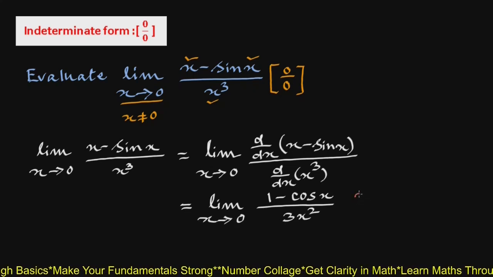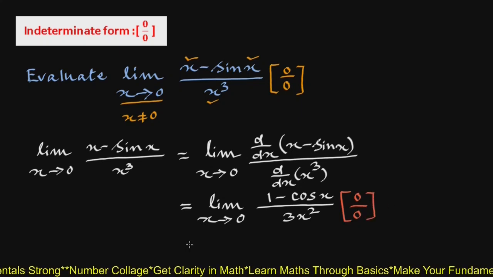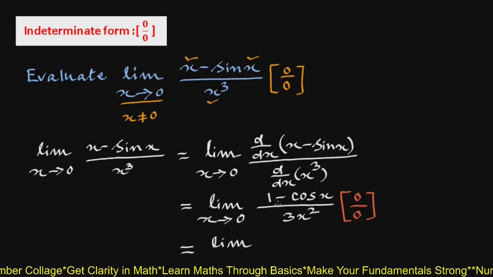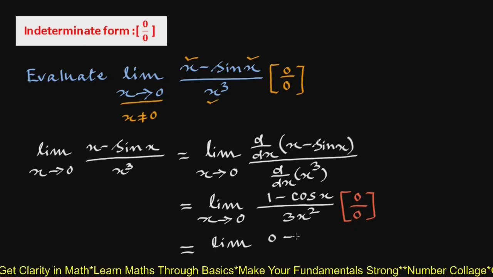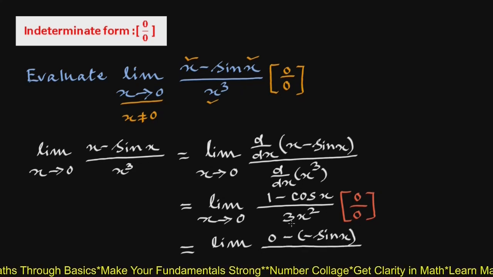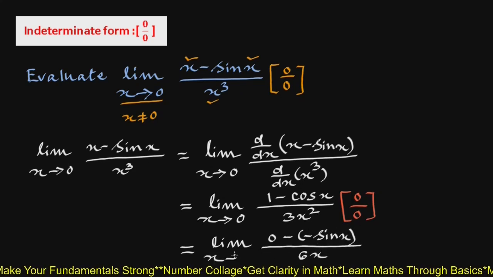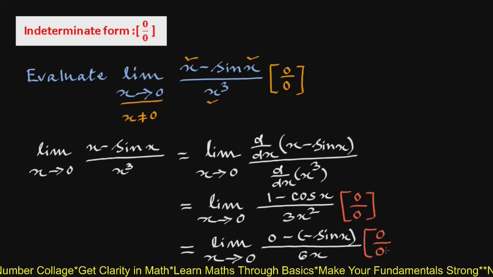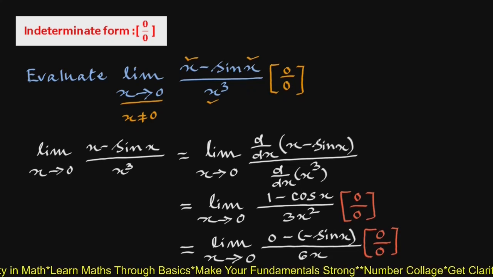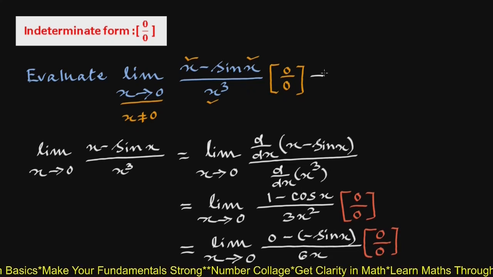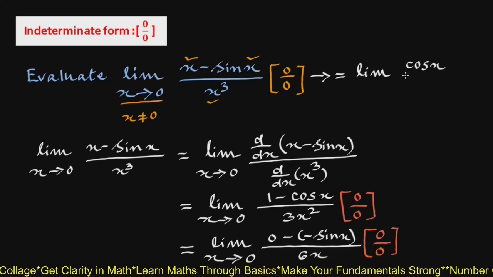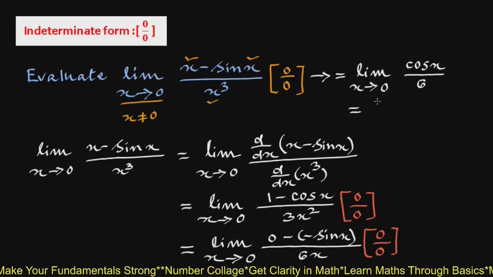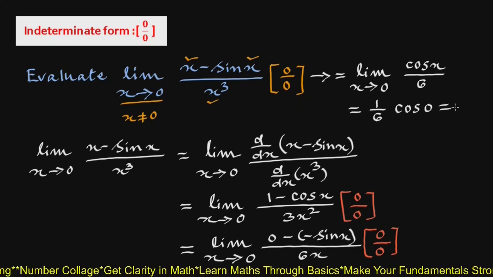This again is 0 upon 0 indeterminate form. So we have to apply L'Hopital's rule again. This will be limit derivative of 1 minus cos x, which will be 0 plus sin x, upon derivative of 3x square, 6x, as x tends to 0. This again is 0 upon 0 indeterminate form. We have to apply L'Hopital's rule again. So this limit will become derivative of sin x, cos x, upon derivative of 6x, 6, as x tends to 0. This will be 1 upon 6 cos 0, 1 upon 6.